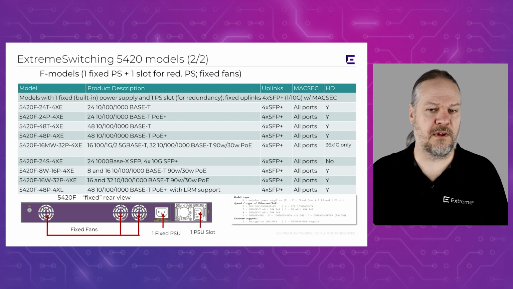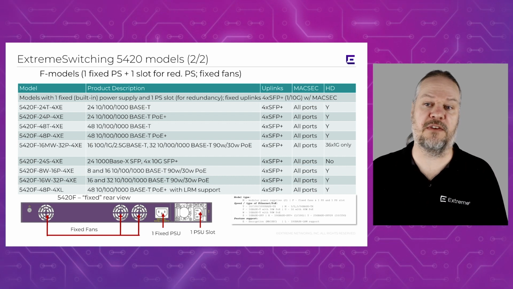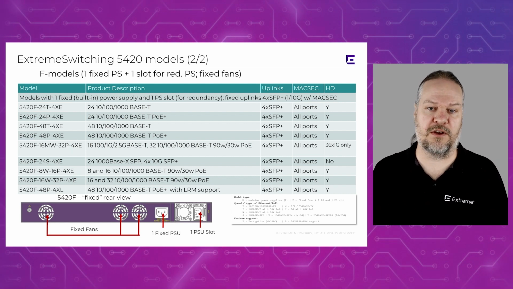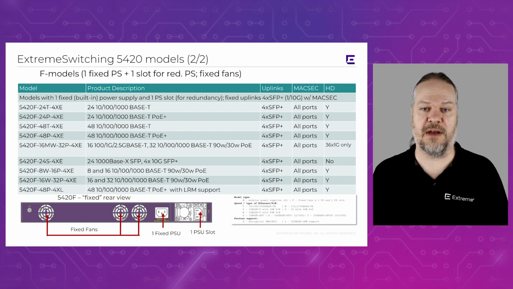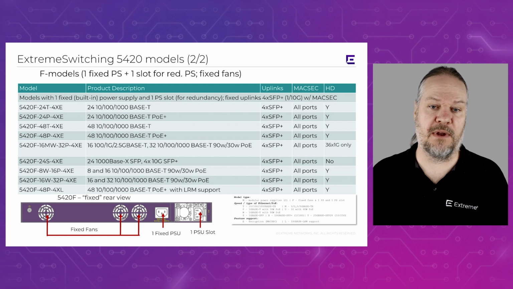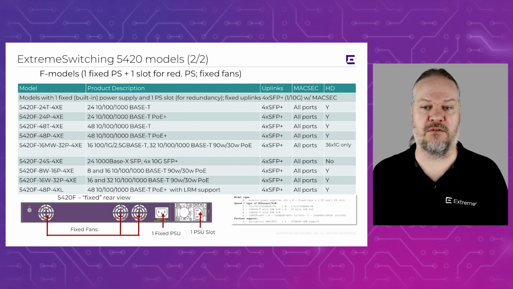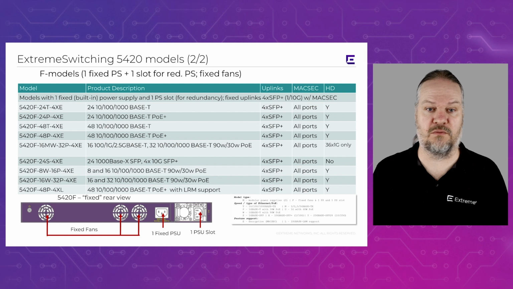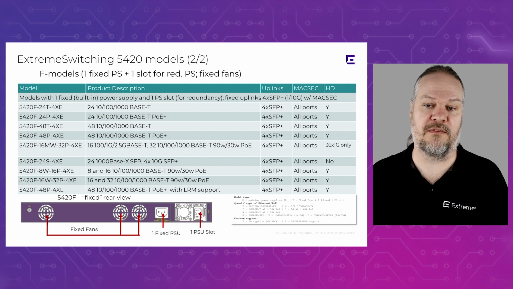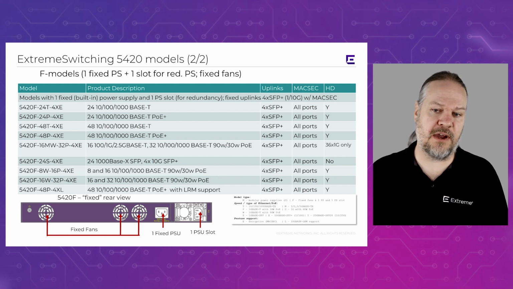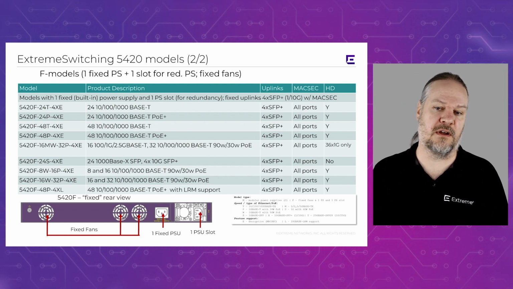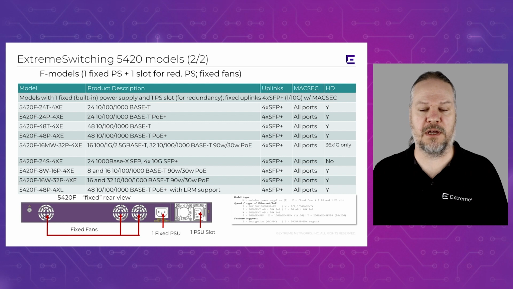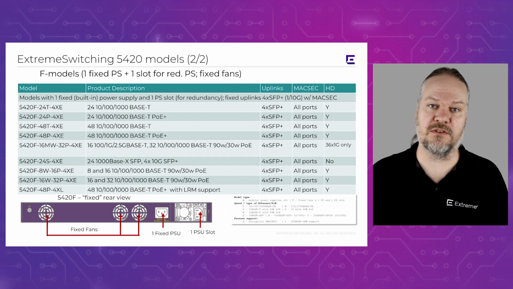The F models, on the other hand, have fixed fans and a fixed PSU for a simple configuration and simpler spares. However, there's still the option of adding an additional redundant power supply to provide more reliability, especially when powering business critical devices such as Wi-Fi access points and surveillance equipment. Again, a range of configurations and PoE types are available to ensure that the 5420 is a perfect fit for multiple advanced edge applications.